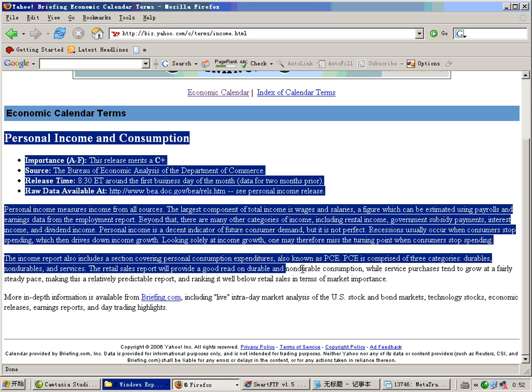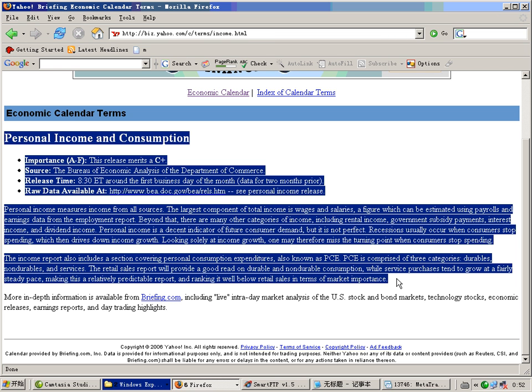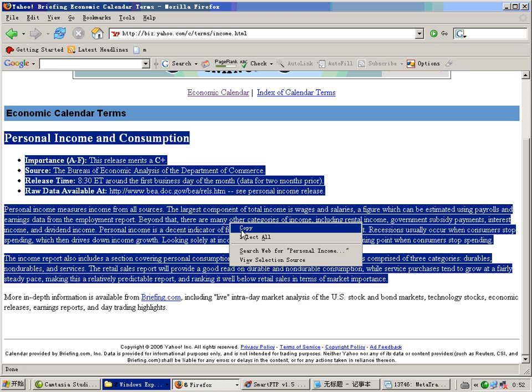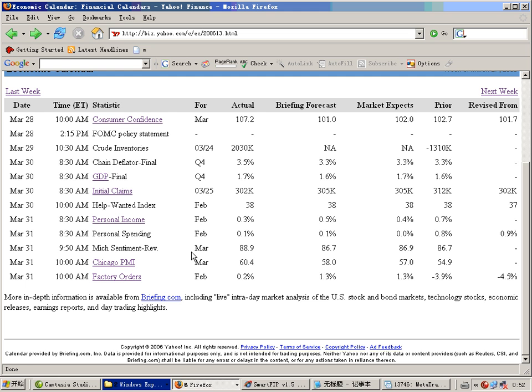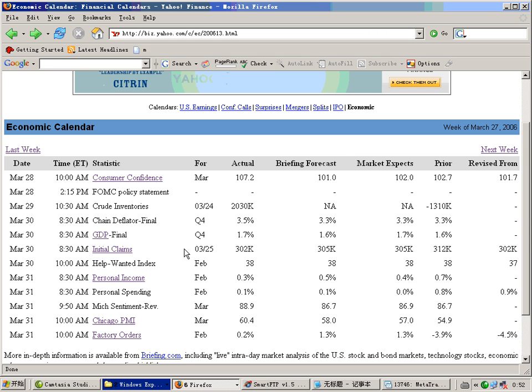I want you to copy across all this information that's relevant, right click, select copy, and just copy it into Microsoft Word or a word processor, WordPad or whatever, Notepad. And I want you to do this for a whole month's worth of announcements and then print out the resultant document. I've got mine in front of me and it's only about 12 pages. So go through the whole month.